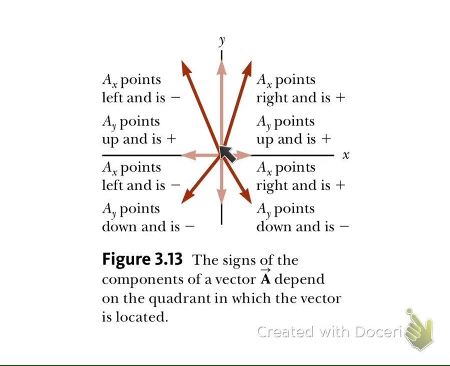And for AY, the vector in this quadrant will have positive AY. The vector in this quadrant and this quadrant will have positive AY. The vector in this quadrant and this quadrant will have negative AY.